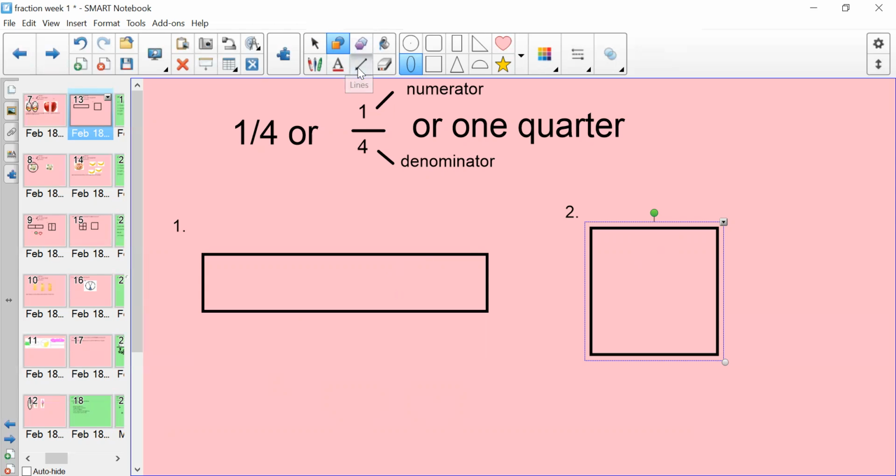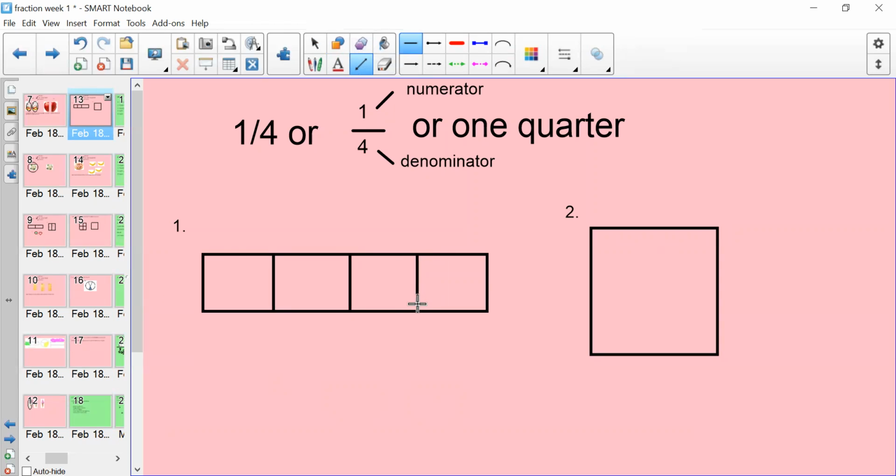Okay, excellent. So again, it doesn't matter which way you have split the shapes, as long as you've done your best to get equal parts. So I'm going to split mine this way. So I'll do 4 parts, 4 equal parts. And then I'm going to split my square like that into quarters. Okay, so now I've got 1, 2, 3, 4, and 1, 2, 3, 4 equal parts. And each of these are a quarter.